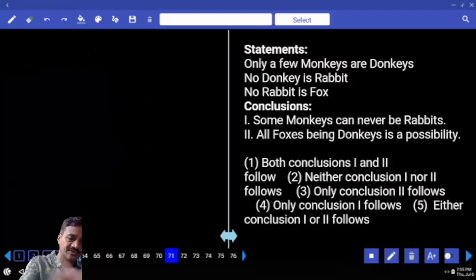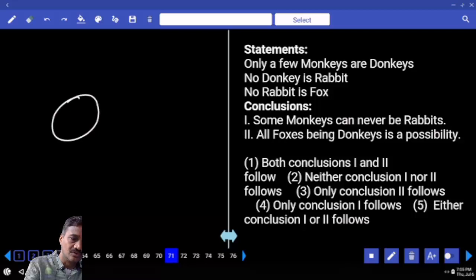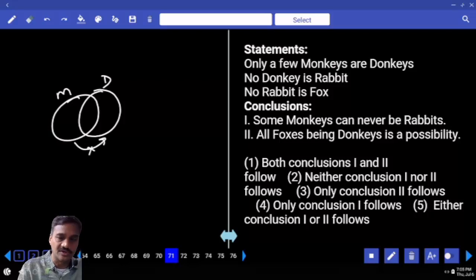Then next one, 71 onwards. Only a few monkeys are donkeys. Only some of the monkeys are donkeys. These are the monkeys that are donkeys. Only some monkeys are donkeys, but not all.